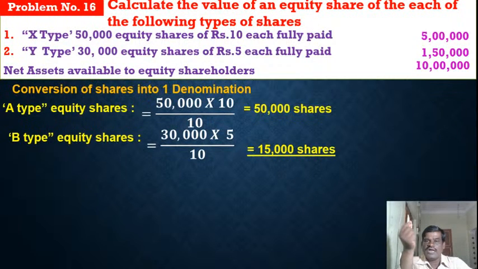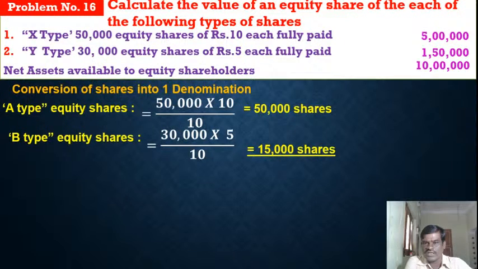So we have converted both shares into 10 rupees. Okay, both types of shares are converted into one face value, that is rupees 10 per share. Okay, 50,000 shares plus 15,000 shares. What are the total number of equity shares?